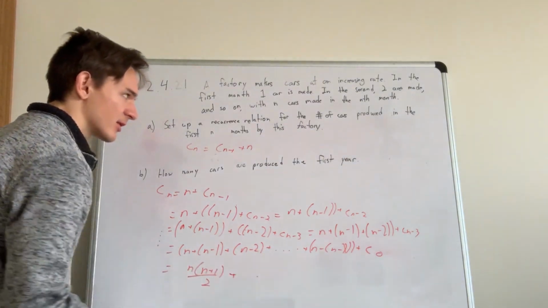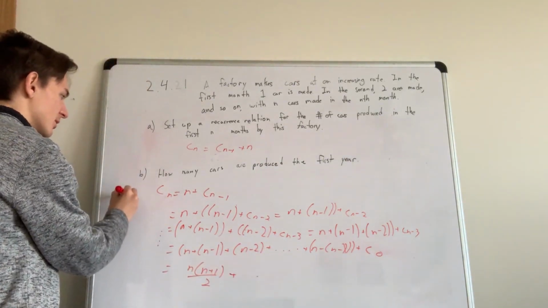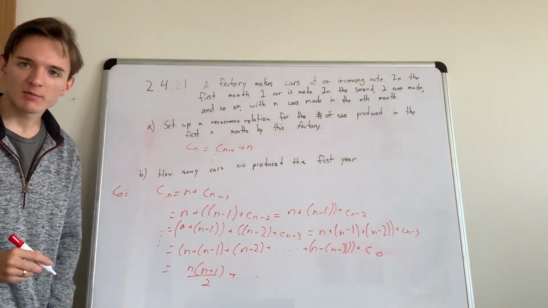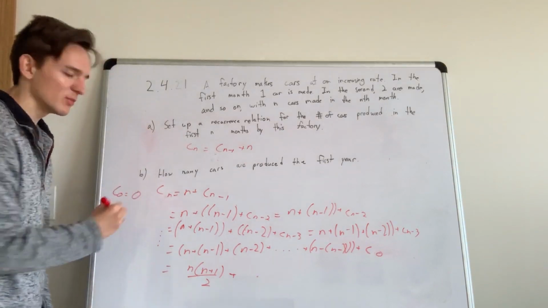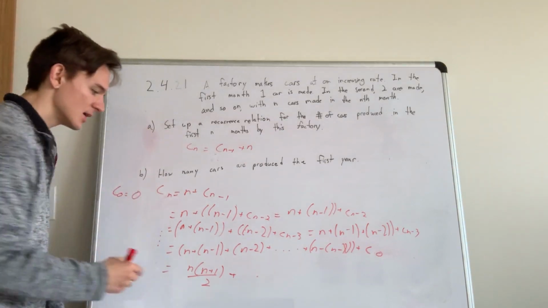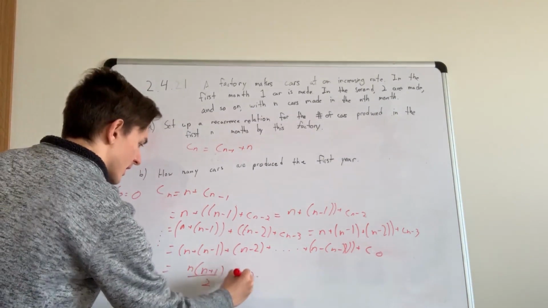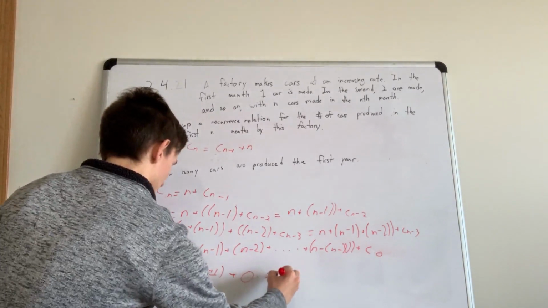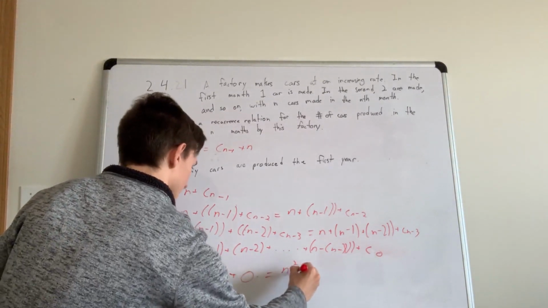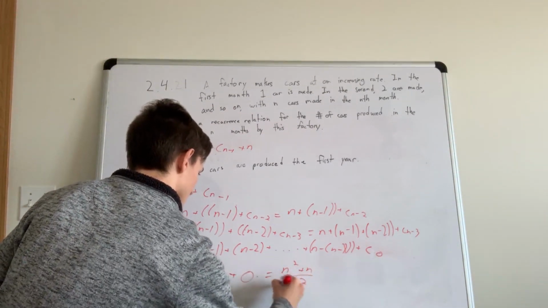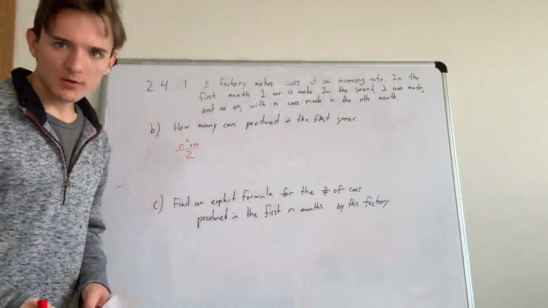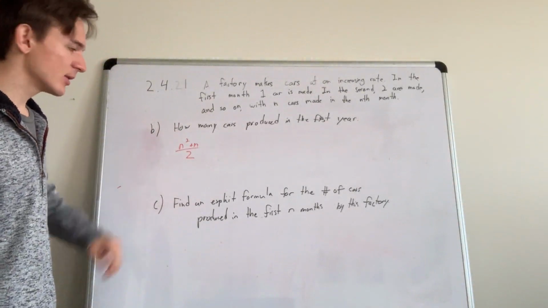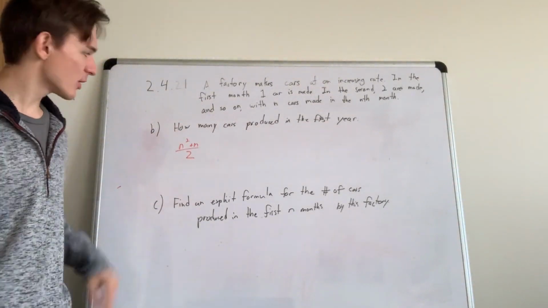Plus, what is C of 0? Well, C of 0 is the number of cars we have at the 0th month, which would be 0 cars made up to that point. So C of 0 is 0, so we have a plus 0 over there, and that is simply n squared plus n all over 2. Okay, so we've come up with a formula, and we are almost done with part B.